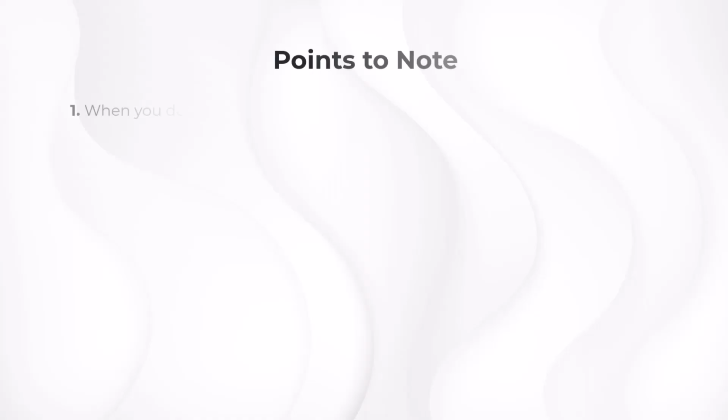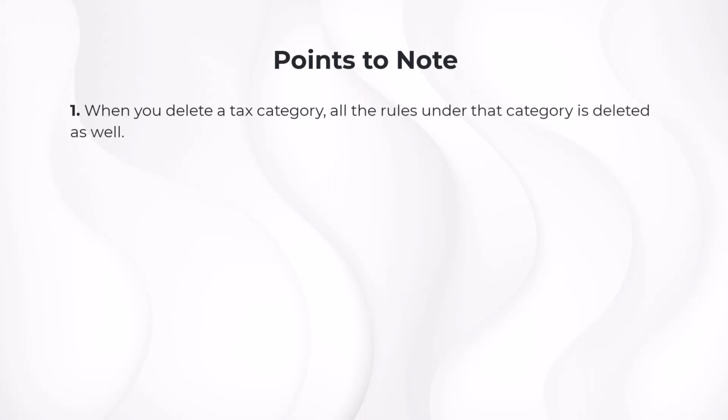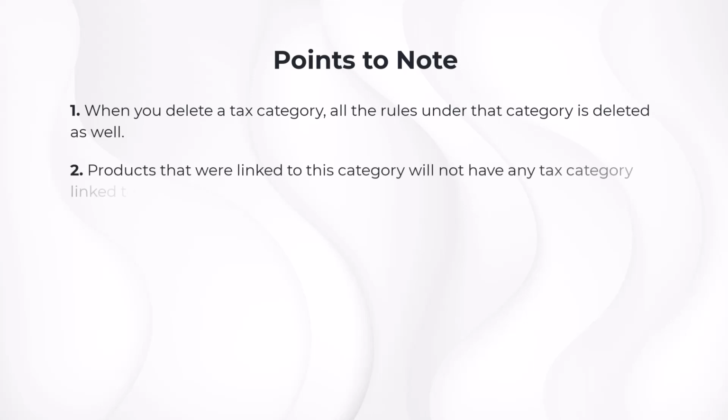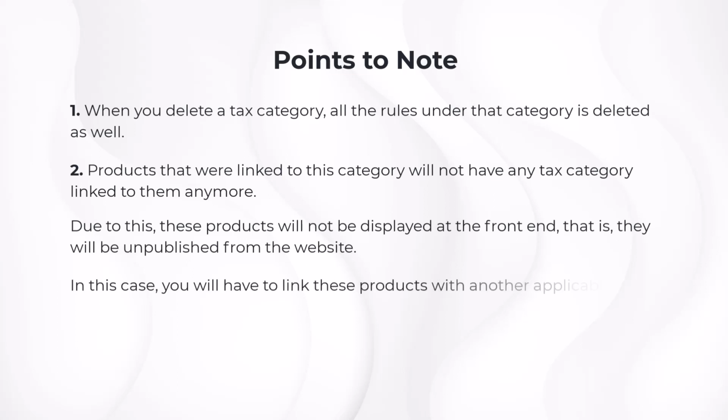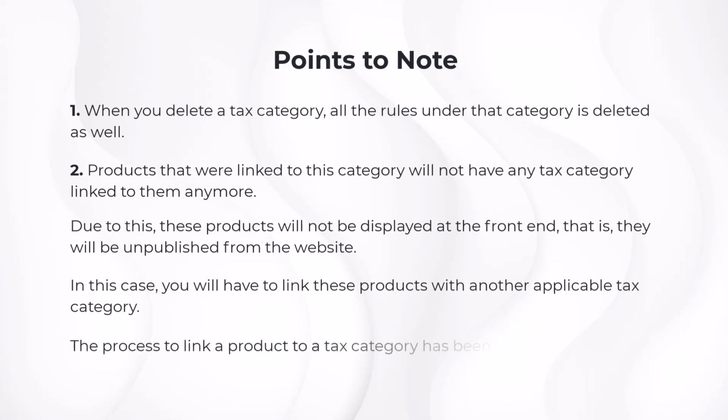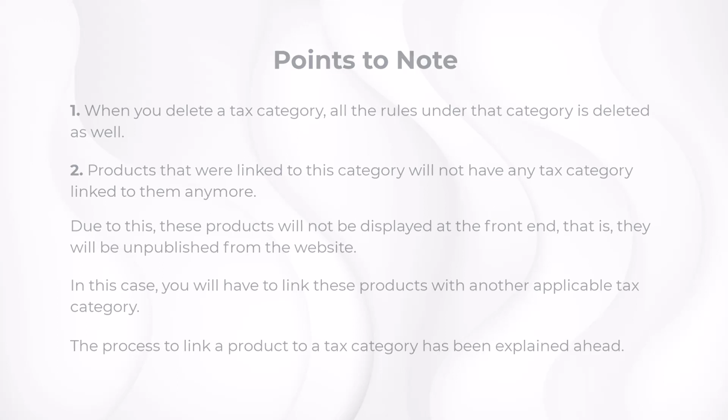Kindly note that when you delete a tax category, all the rules under the category will also get deleted. Furthermore, the products that were linked to this category will not have a tax category linked to them anymore. And the respective products will be unpublished from the website. In such a case, you will have to edit the respective products' details and link them with another applicable tax category. The process to link a product with a tax category has been explained later in the video.